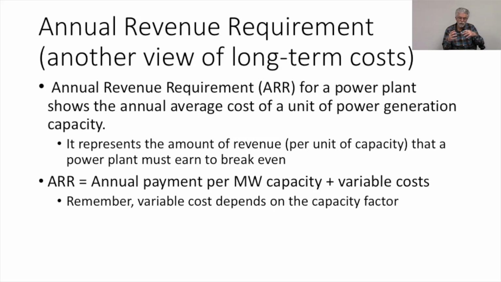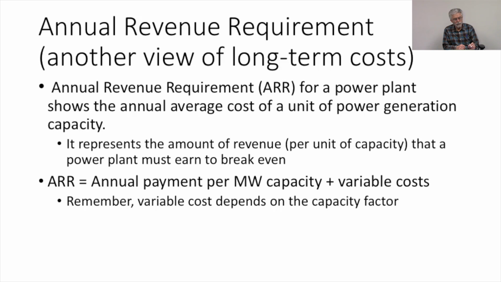So the last measure of cost we're going to talk about is another long-run cost measure in thinking about whether to build a new power plant or not, and that's the annual revenue requirement. The annual revenue requirement is how much money we would have to make each year on this power plant to make it worth building.